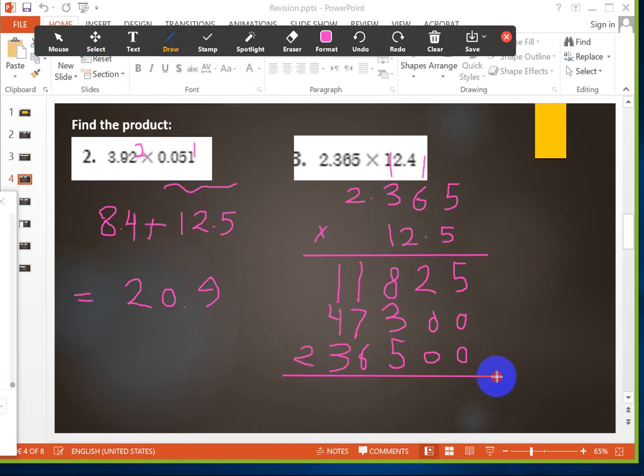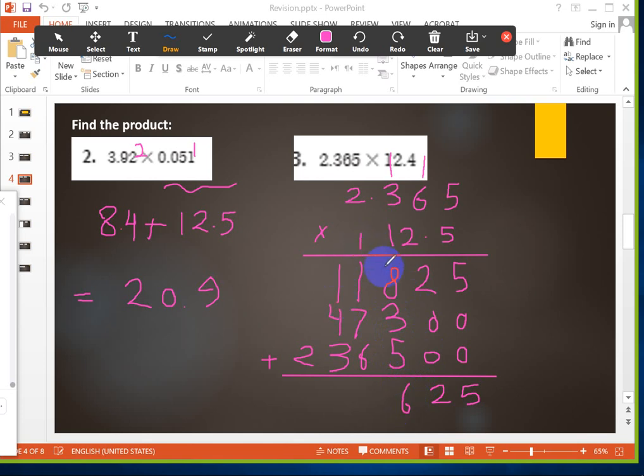Now the last thing, what I have to do, I have to add the numbers, right? So let's add the numbers. 5 plus 0 equals 5. 2 plus 0 equals 2. 8 plus 3 equals what? 8 plus 3 equals 11. 11 plus 5 equals 16. So I have to regroup the numbers, 6 here and 1 above that.